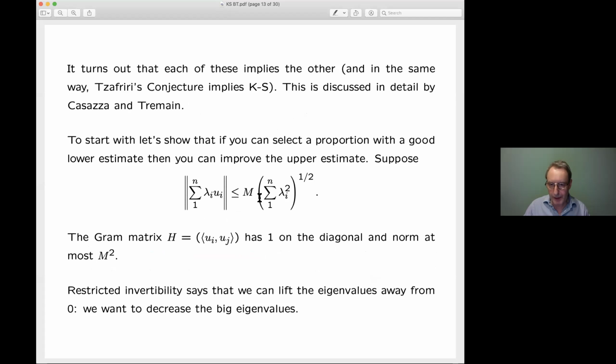Okay, so suppose we've got such a set of vectors satisfying this upper 2 estimate. Well, what does it mean? It means that when you look at this Gram matrix for these vectors, it has ones on the diagonal, that they're unit vectors, and the norm is at most m squared. Okay, so when I square both sides, I get m squared, and that's another way of stating that the norm of the Gram matrix is at most m squared. But now I want to think of this norm in terms of eigenvalues. This is a nice symmetric positive semi-definite matrix. And so what I'm saying here is that the eigenvalues are at most m squared. It has ones on the diagonal, eigenvalues are non-negative because it's a Gram matrix, and at most m squared.